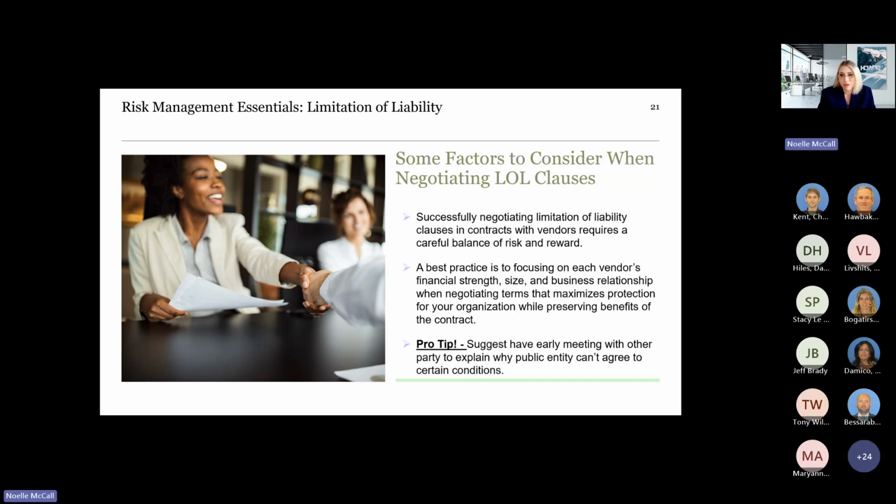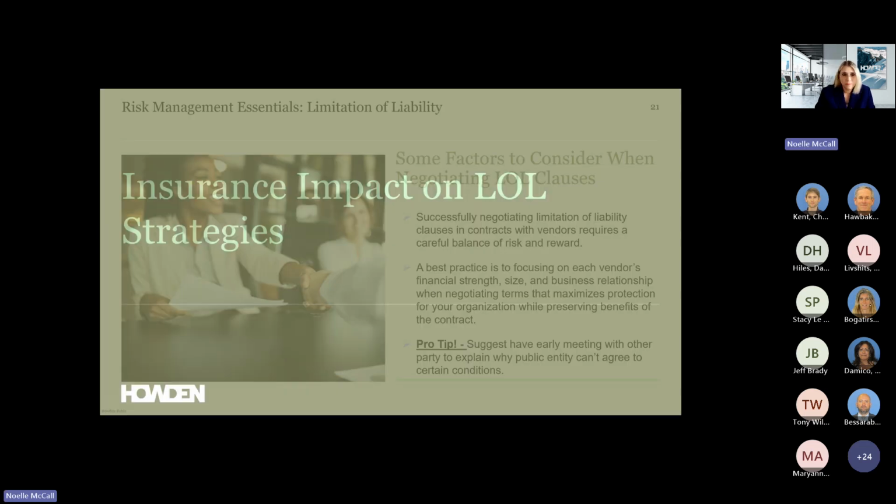Here's a pro tip for you. I'd suggest having an early meeting with the vendor to help explain why public entities can't agree to certain conditions. That may be helpful to you.